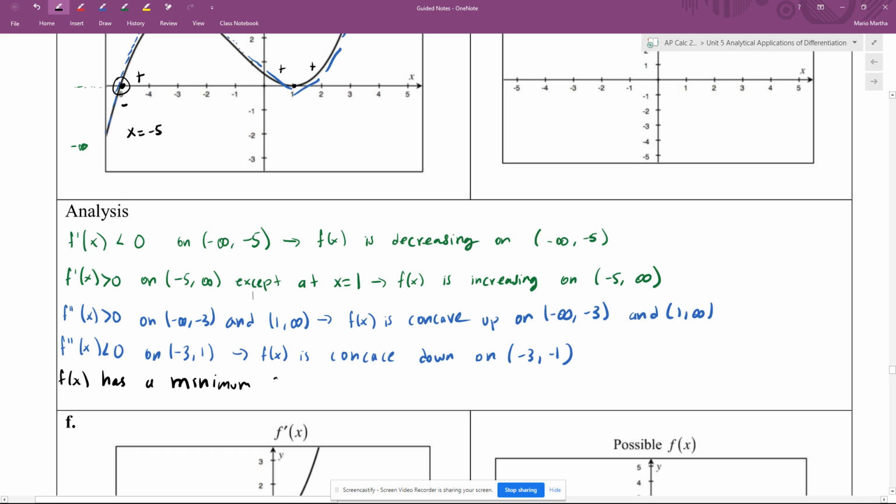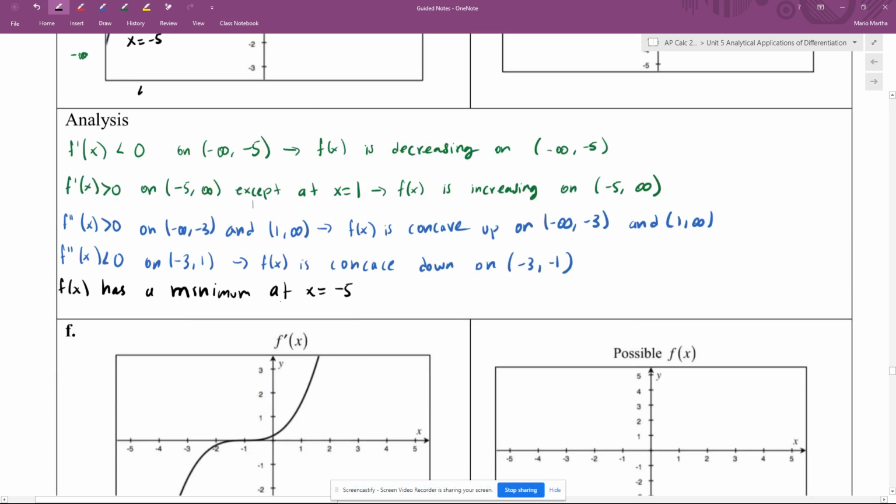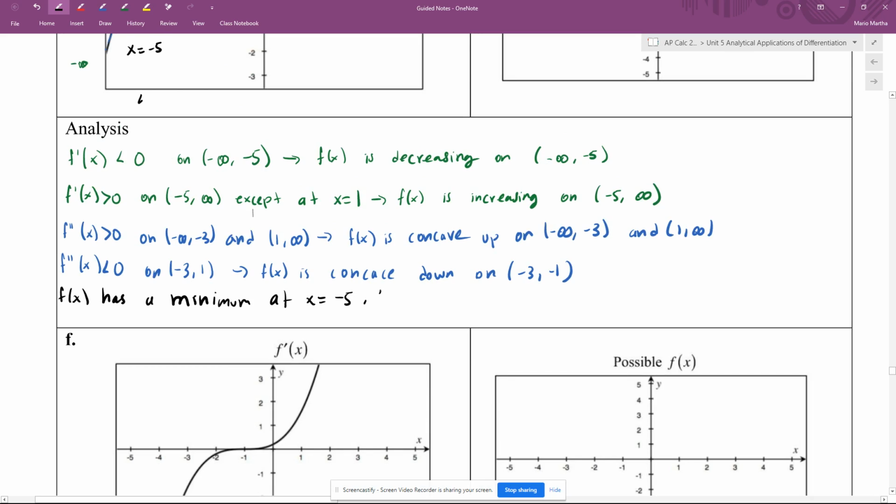at x equals negative 5. And then we're going to say it has 2 points of inflection, right? Because this is where f double prime of x is equal to 0, right here. This is where f double prime of x is equal to 0. This is where f double prime of x is equal to 0. So we're going to be saying that f of x has 2 points of inflection.